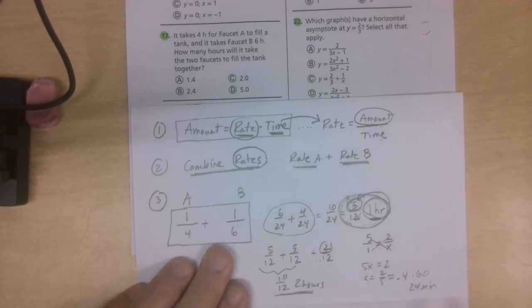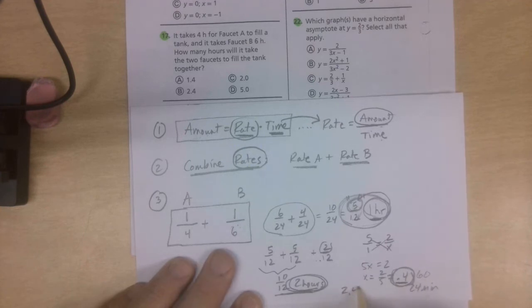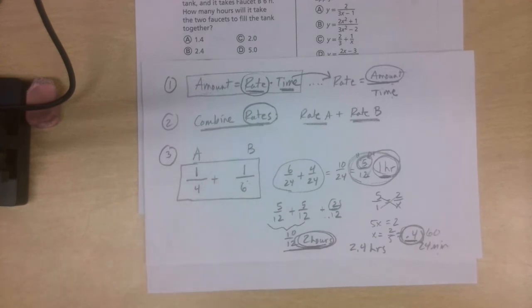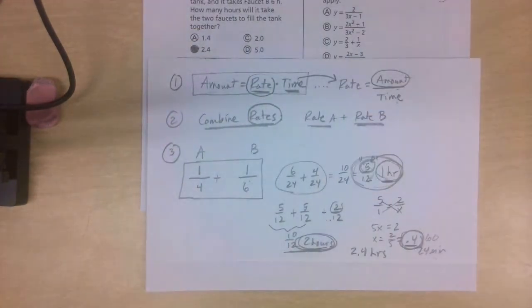And let's see, the actual answer here, we know it's 2 hours. I thought they wanted hours and minutes, but they want it in terms of hours. So it's 2 hours plus 4/10 of an hour, which is 2.4 hours. So that's tricky. Which is letter B. There it is.